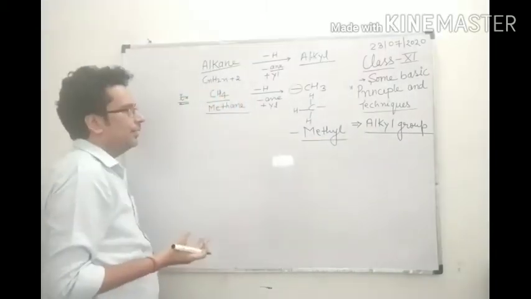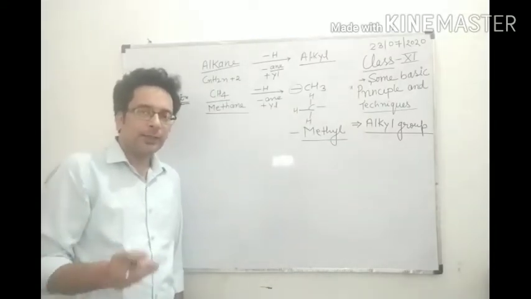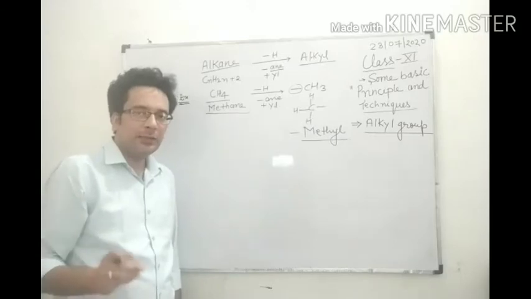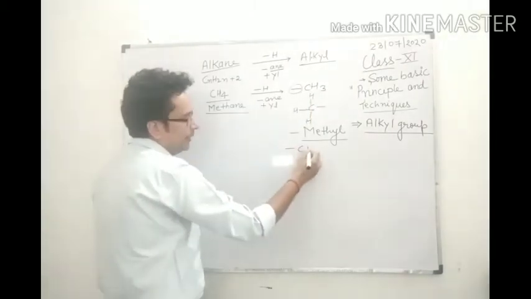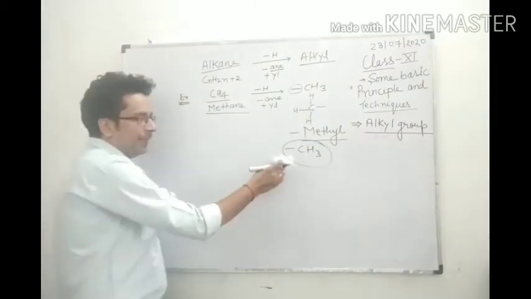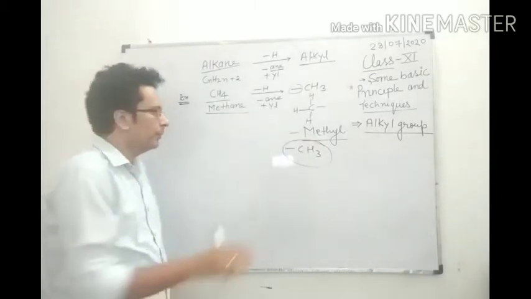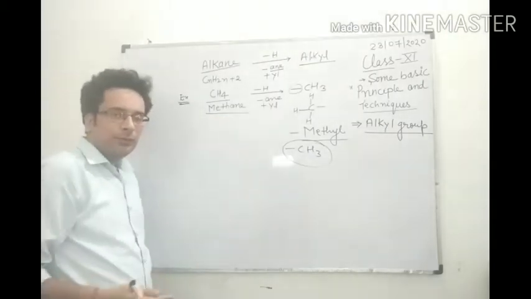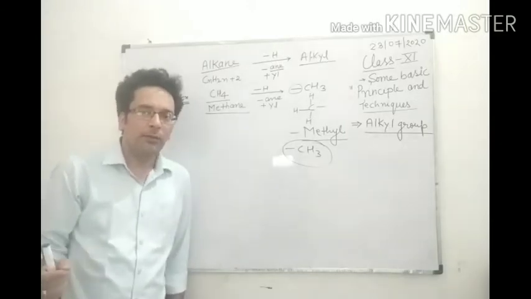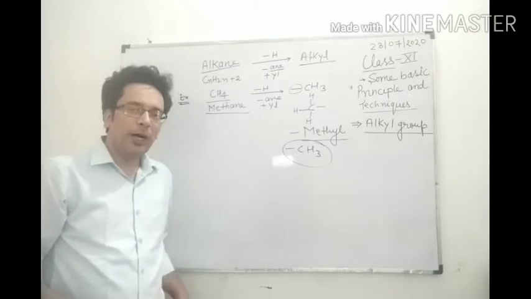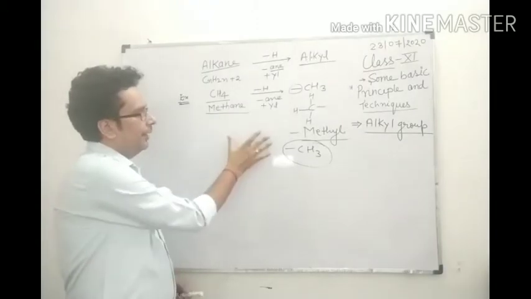So what is the definition of alkyl group? When we remove one hydrogen from an alkane, the group obtained is known as an alkyl group. Look here, CH3 is the methyl group. We obtain the methyl group by the removal of one hydrogen from methane. So simply, when we remove one hydrogen from an alkane, we obtain a group, and that group is known as an alkyl group. This is the simple definition of alkyl group.